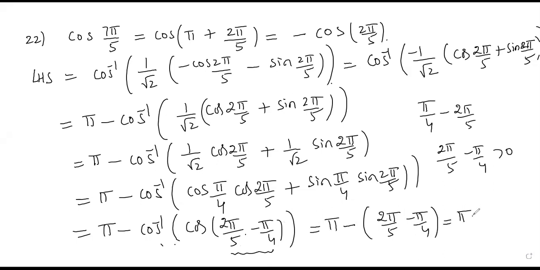So pi minus 2 pi by 5 plus pi by 4. So what is the LCM? 20 will be the LCM. So what will you get? 20 pi minus 8 pi plus 5 pi. So it is equal to what will you get? 12 plus 5, 17 pi by 20. So the answer is 17 pi by 20. Right.